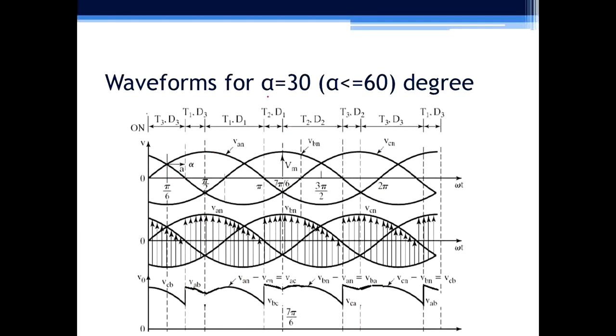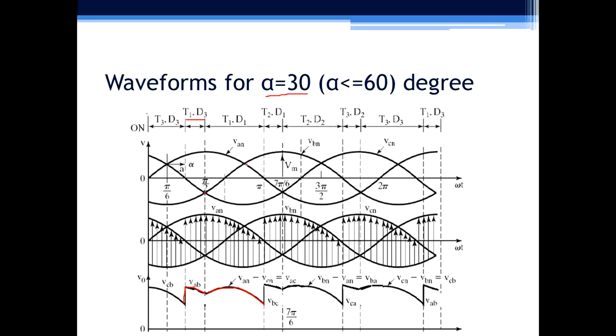If alpha is equal to 30 degrees, you can see that for alpha less than or equal to 60 degrees, we get continuous output, right? So here from pi by 6 plus alpha to pi by 2, T1 and D3 are conducting, so we get output voltage as VAB. After that D3 will turn off due to natural commutation. Now D1 will come into the picture. So T1 and D1 will conduct, and when T1 and D1 conduct, the output voltage is VAC.